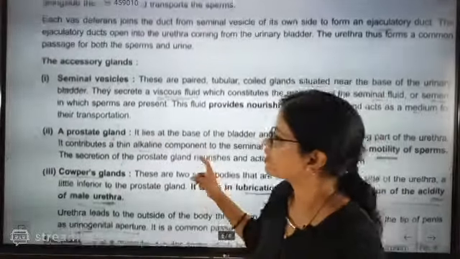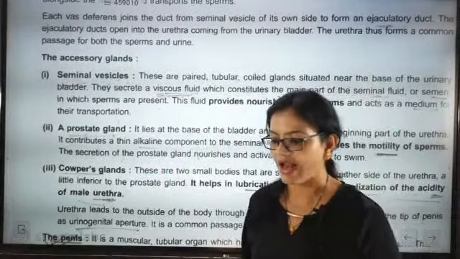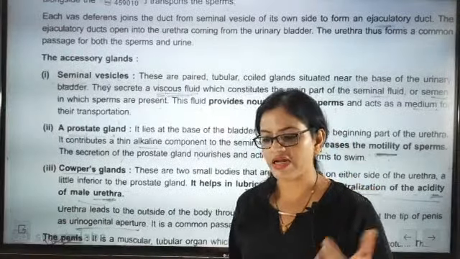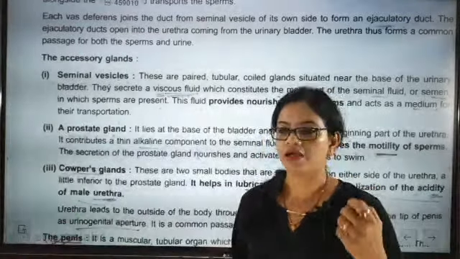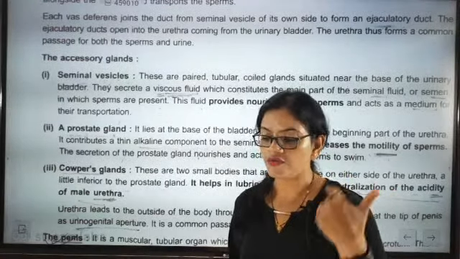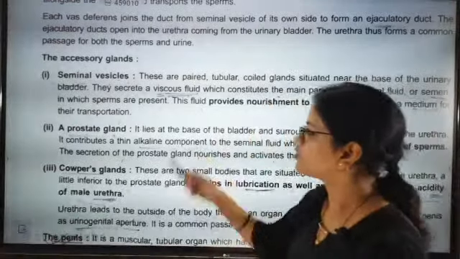Now the next important part is the prostate gland. The prostate gland is a very important gland of the male reproductive organ. Why? Because the enlargement of this gland can be problematic, and it can be one of the reasons behind problematic urination. So I'm going to talk about that.